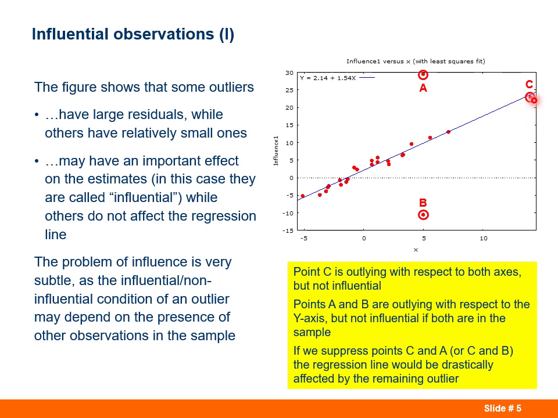An outlier may also be non-influential. This is the case of C. If we delete C from the sample, the regression line would stay more or less in the same place. The problem of influence is very subtle, as the condition of influential or non-influential value of an outlier may depend on the presence of other observations in the sample.